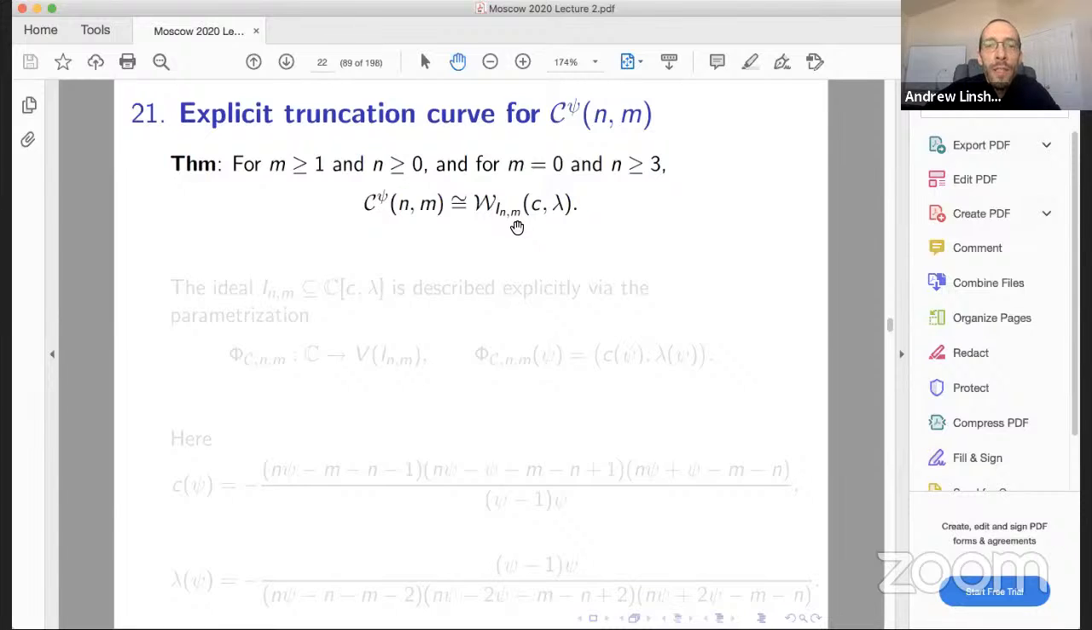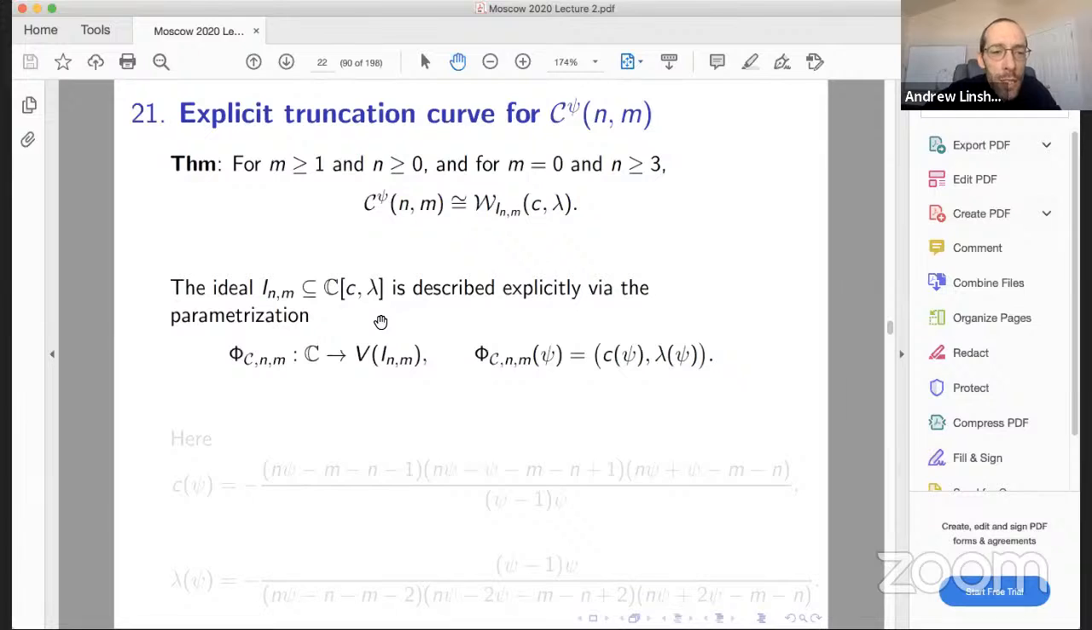So this is an ideal in the ring of polynomials in C and lambda. But writing down the ideal in terms of those variables is very complicated and not so enlightening. It's better to parameterize it. So in the following sense, I'm going to parameterize the variety V of I n m, which is my curve.